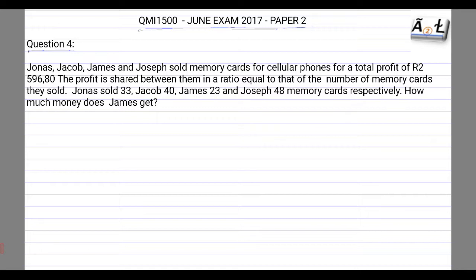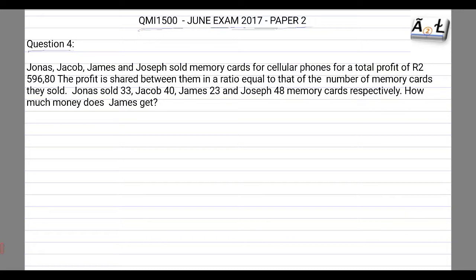It reads as follows: Jonas, Jacob, James, and Joseph sold memory cards for cellular phones for a total profit of 2,596 rands and 80 cents. The profit is shared between them in a ratio equal to that of the number of memory cards they sold. Jonas sold 33, Jacob 40, James 23, and Joseph 48 memory cards respectively. How much money does James get?